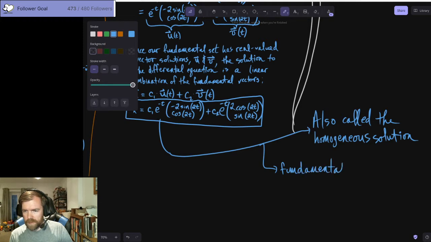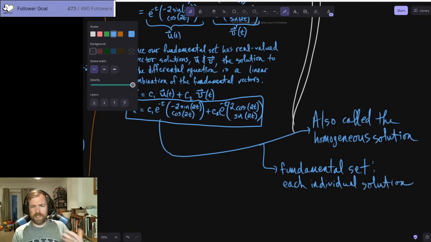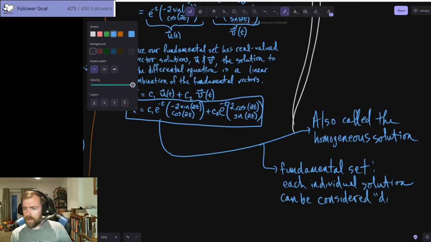Yeah, fundamental set means that all of the pieces, we could say each individual solution can be considered different. And that's where I'm using linear independence. You want to have a linearly independent set, different in some sense.